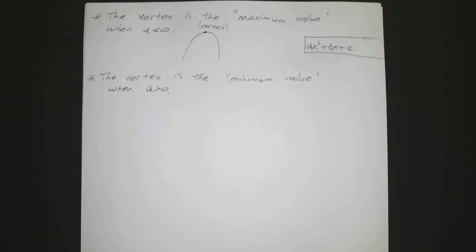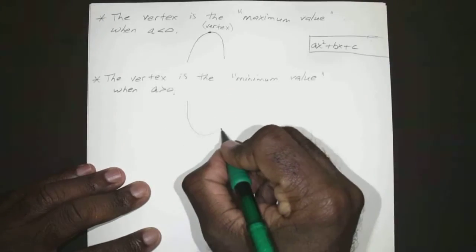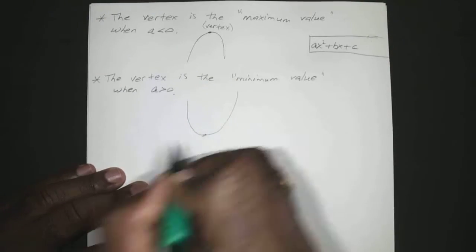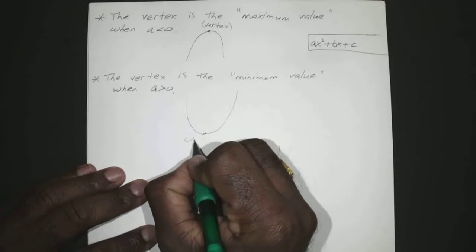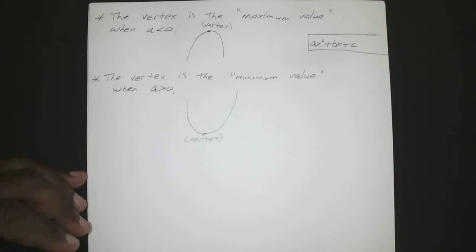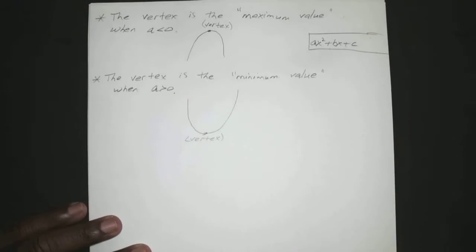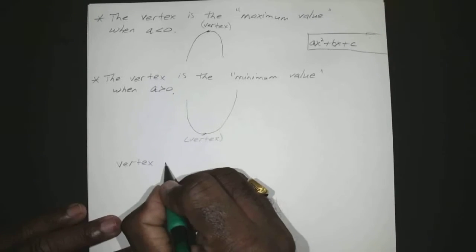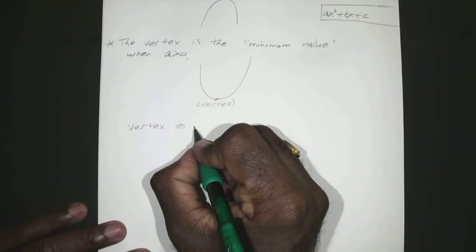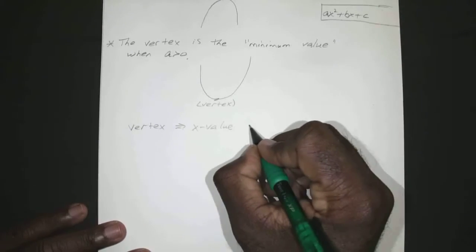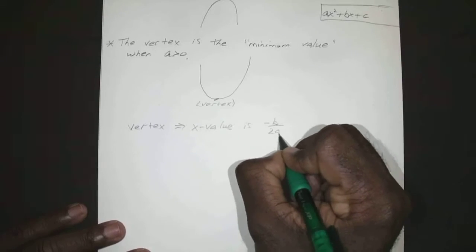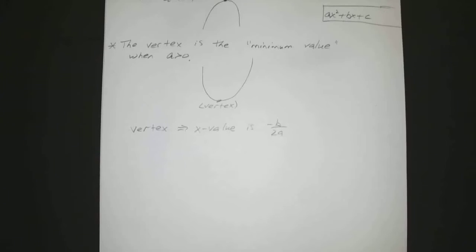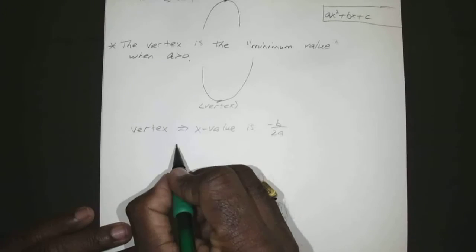All right. So when a is greater than 0, it's the minimum value. Okay, so this would be your vertex here. Or once again, just using your ax squared plus bx plus c, your x value is negative b divided by 2a. And your y value would just be plugging in whatever that x value is.